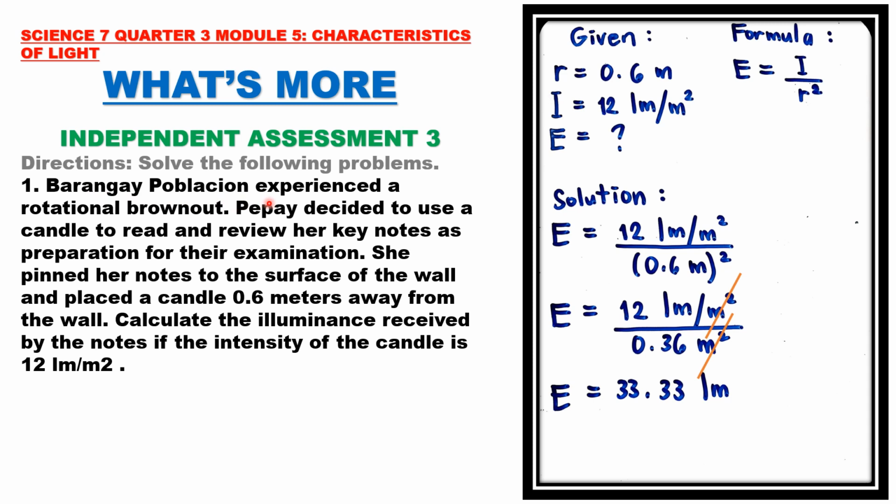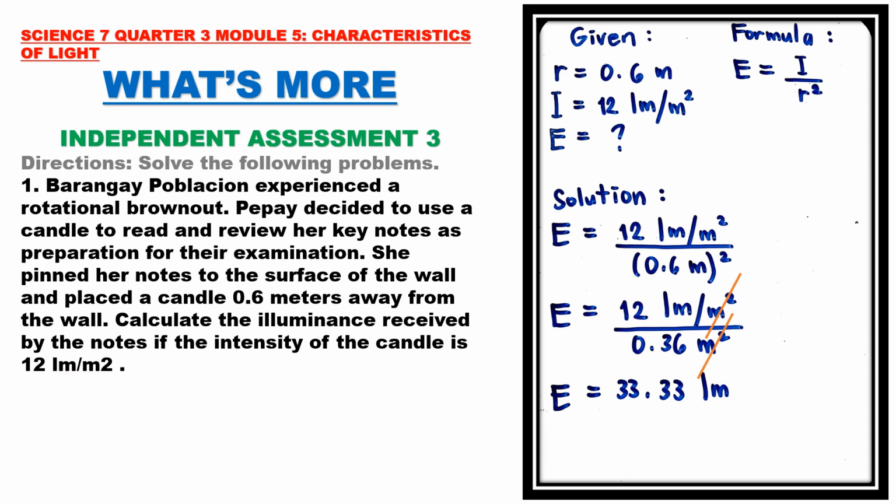Barangay Poblacion experienced a rotational brownout. Pepay decided to use a candle to read and review her keynotes as preparation for their examination. She pinned her notes to the surface of the wall and placed a candle 0.6 meters away from the wall. Calculate the illuminance received by the notes if the intensity of the candle is 12 lumen per meter square.